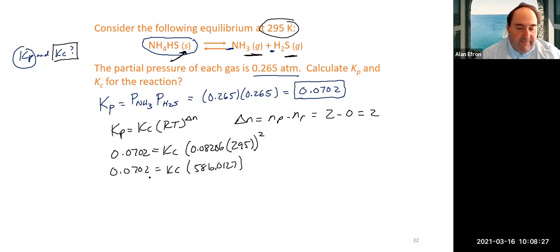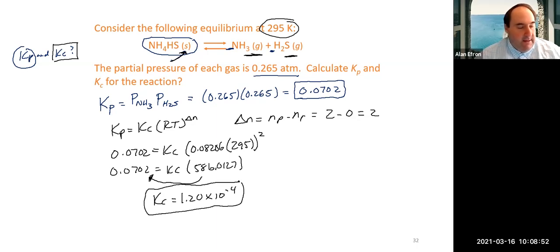Then again, obviously divide that to the other side there, and that will get me my Kc value, and that would end up being, in this case, a Kc that equals something like 1.20 times 10 to the, how many zeros there? 1, 2, 3, 4, minus 4 in that particular case. Question on any part of that calculation, where we got any of the numbers or anything I can answer for you?